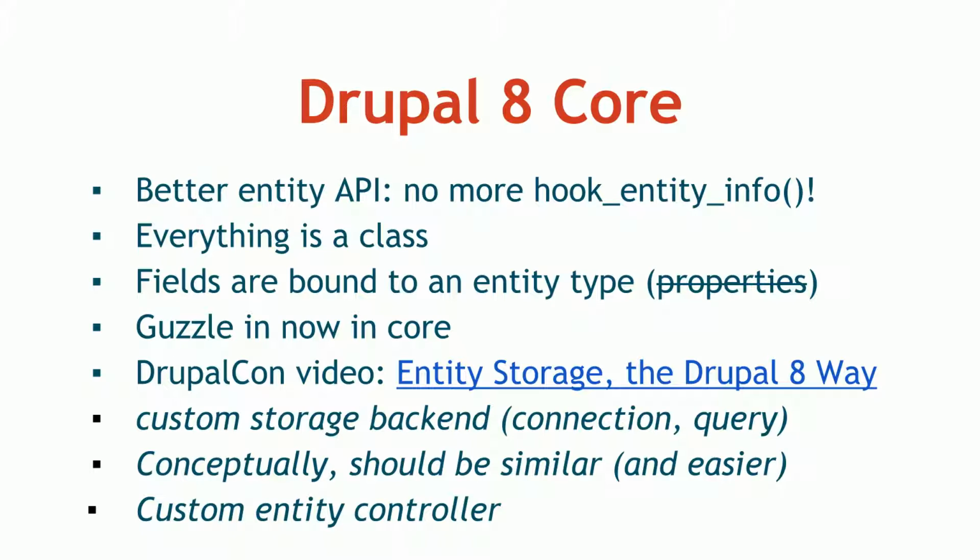So we've got a better entity API. There's no more hook entity info. Everything's a class, everything's object-based. As I mentioned, fields are bound to an entity type, so you can do that all at once. That's much easier. No more properties. Guzzle, which is a PHP library that makes it really easy to work with remote services, is now in core. There's a great DrupalCon video that I haven't watched yet. Entity storage the Drupal 8 way, so that's what we need to do to get this working in Drupal 8.